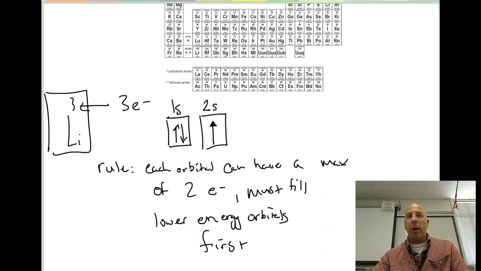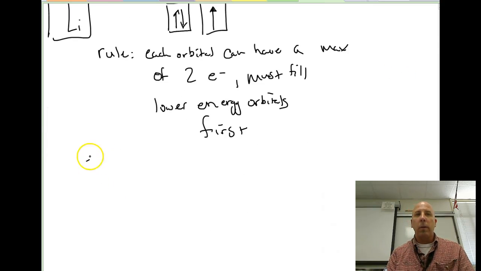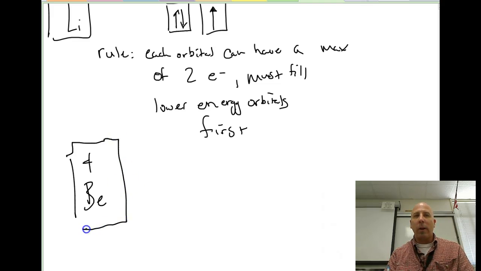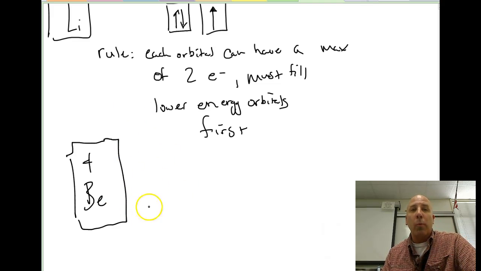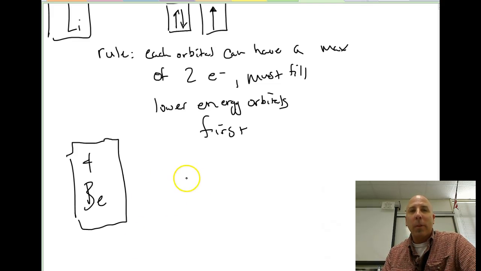Now I'm going to let you try an electron diagram for beryllium. So pause the video right now. Boy, that's a terrible square. Pause the video right now and see if you can draw the electron configuration for beryllium, and then we'll come back and press play, and we'll check and make sure you got it right. You did it right? Of course you did.